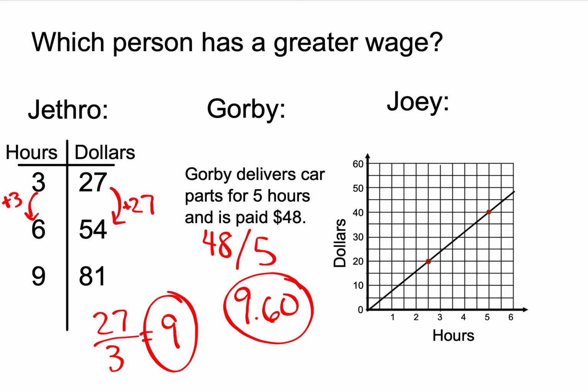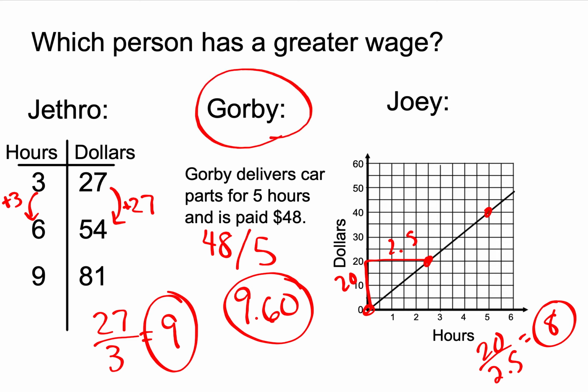And Joey, there's a couple of lattice points drawn here. This one's drawn at 2.5. I guess we could use that. That's up 20 over 2.5. So he makes $20 in 2.5 hours, which comes out to be $8 per hour. So who has the greater wage is going to be Gorby.